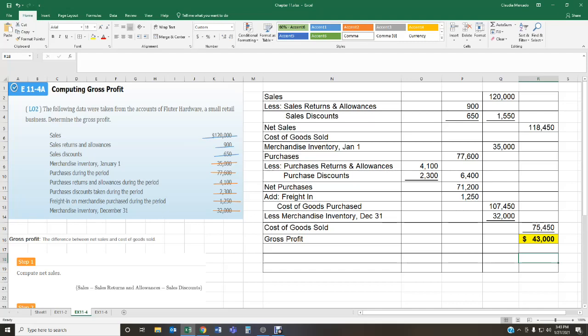That way you know where I got each of my numbers from. The only two numbers that should be at the very end are your net sales and your cost of goods sold, because at the end of the day, your gross profit is the difference between your net sales and cost of goods sold. So you want to get those two numbers at the very end. Those are your grand totals that you're going to be deducting to calculate your gross profit.